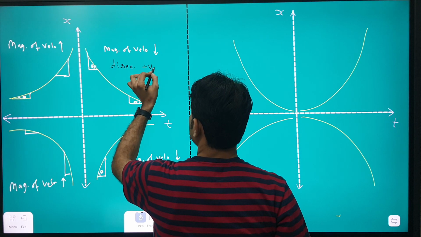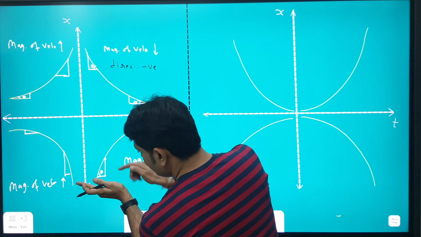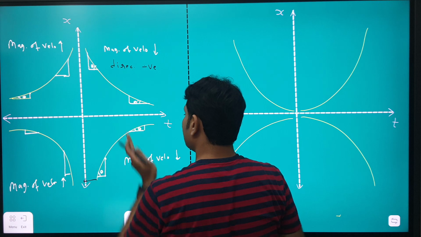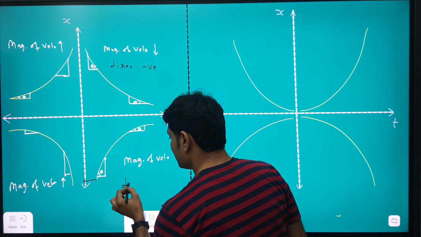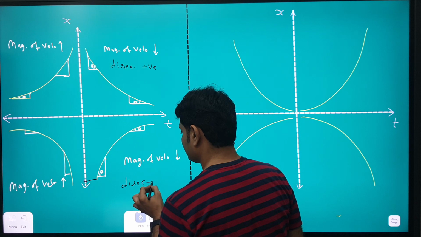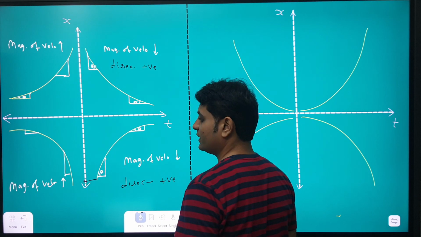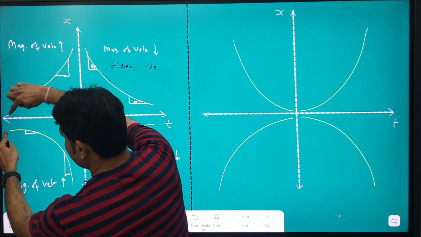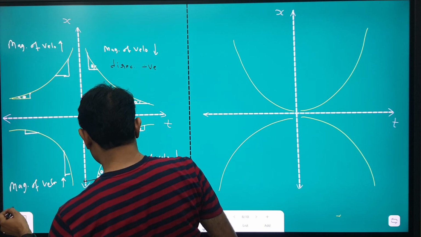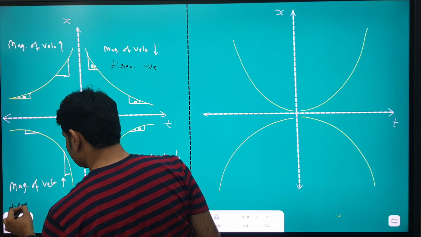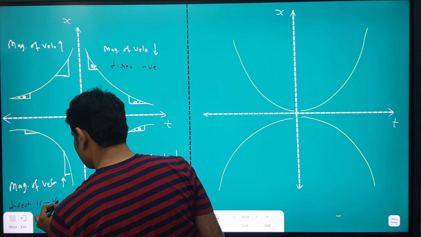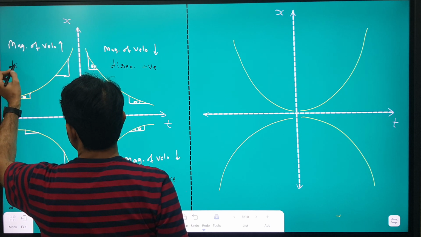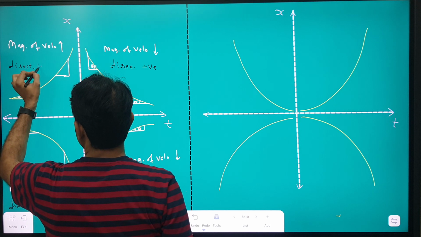In this case, see, initially it was here, let this be x. Now as the time passes, it is moving towards the positive x axis. Therefore we can say direction is positive. In this case, as the time passes, it is moving towards the negative x axis. Therefore in this case, direction is again negative. In this case, it is moving towards the plus x direction. Therefore direction is positive.